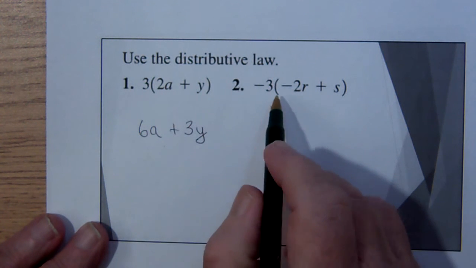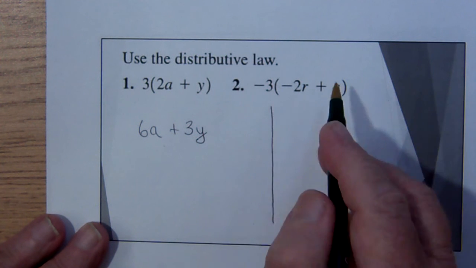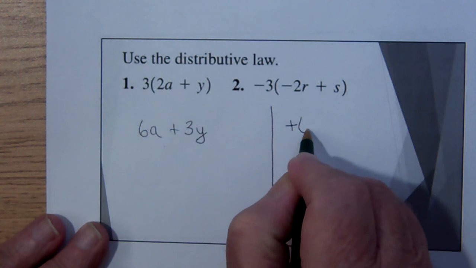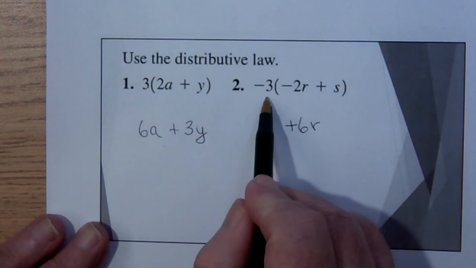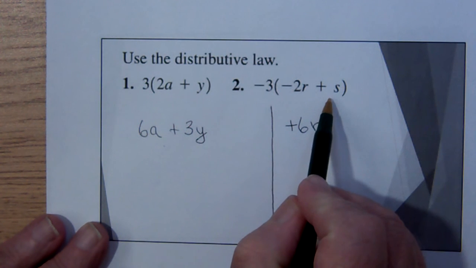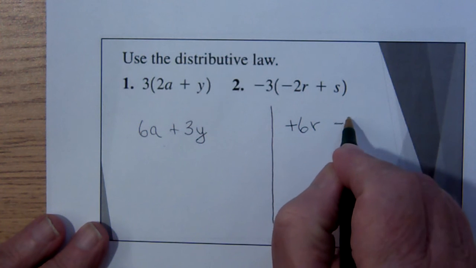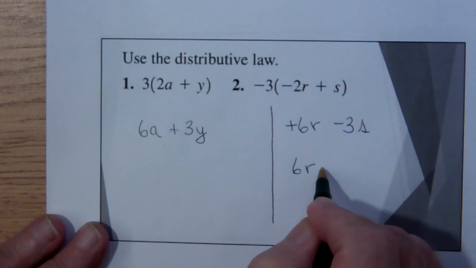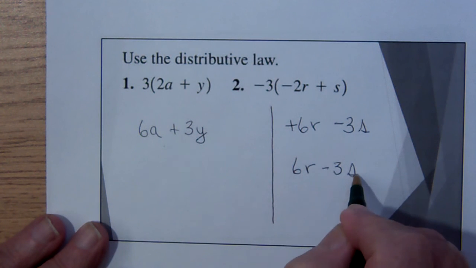Similarly, on this one I'll distribute, but I say minus 3 times minus 2 is going to be a plus 6r, and minus 3 times plus s is minus 3s. So that is 6r minus 3s.